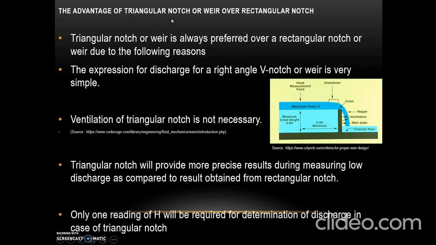Now we will find out what are the advantages of triangular notch over rectangular notch. Triangular notch is always preferred over rectangular notch due to the following reasons. First one is the expression of discharge for a right angle V notch or weir is very simple. Ventilation of a triangular notch is not required. Triangular notch will provide more precise results during measuring low discharge as compared to results obtained from a rectangular notch. Only one reading of H is required for finding out discharge in the case of a triangular notch.